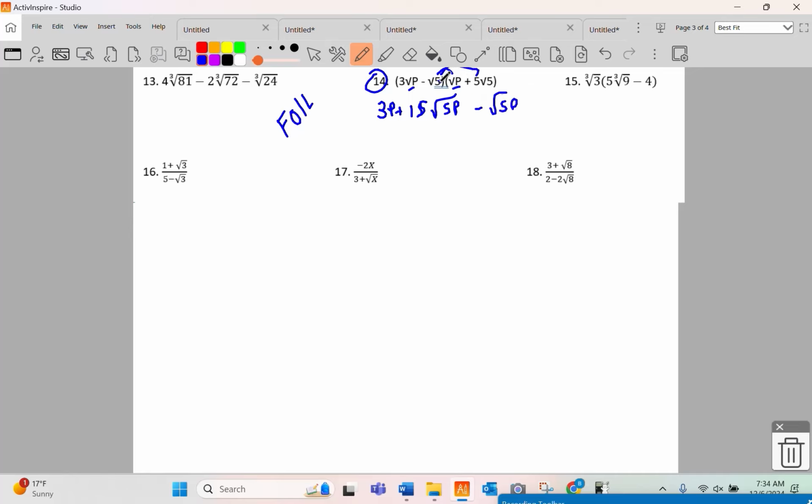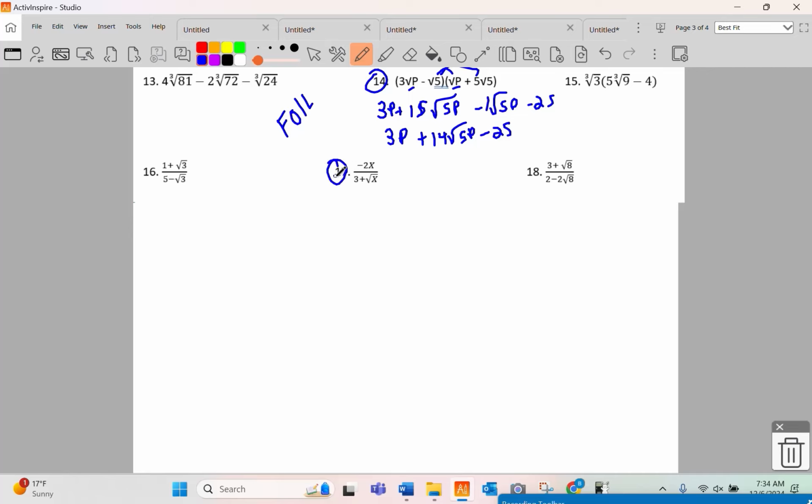And now to the end. A root 5 times root 5 is 5, times that 5 is 25, and there's a positive times a negative, so minus 25. Cleaning up like terms, we have 15 minus the understood 1, so 14 root 5s of p and minus 25. Fun stuff, huh?